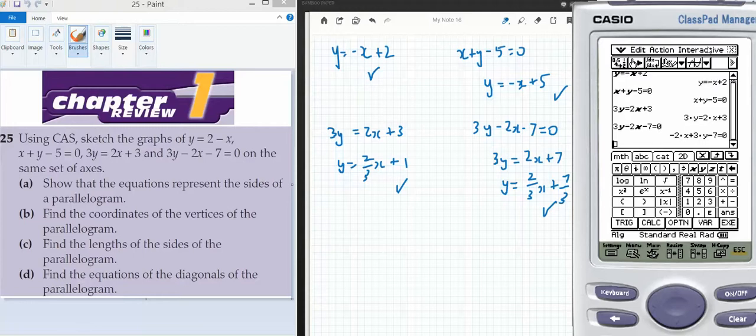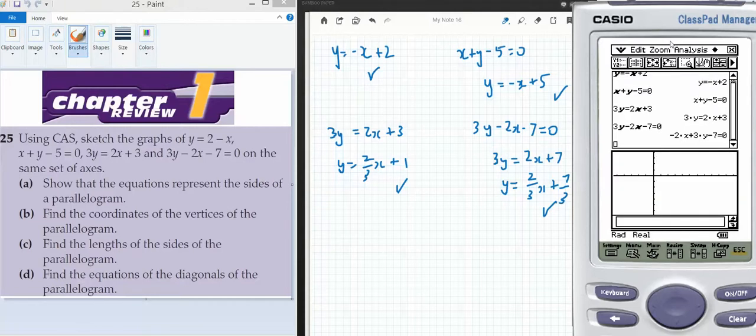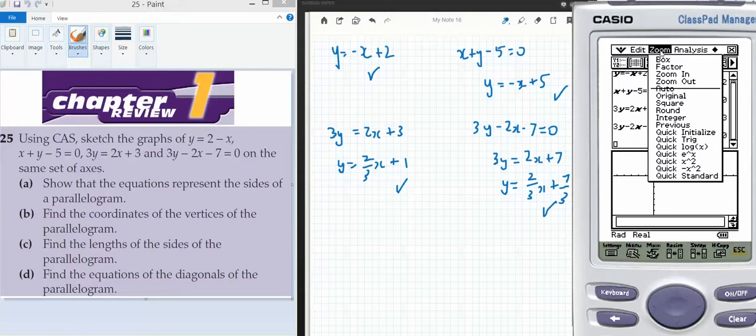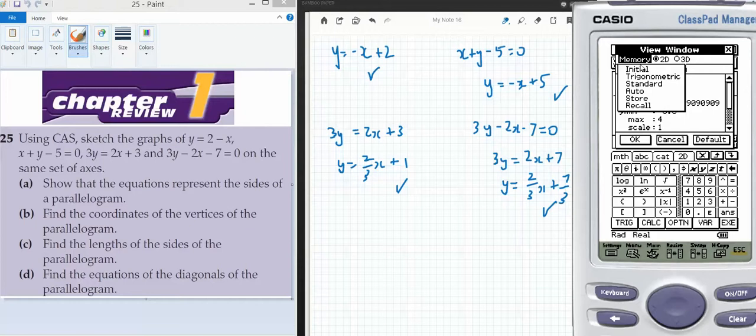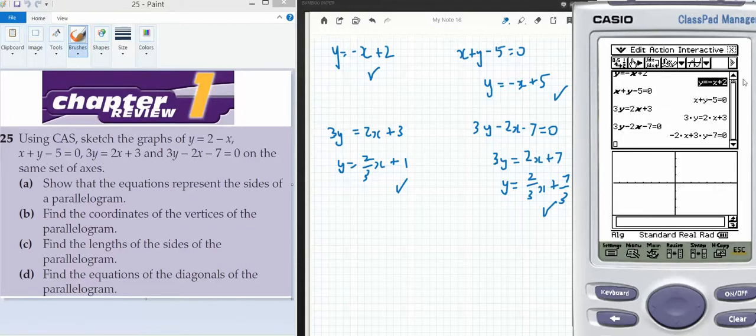I'll execute that. I'm going to bring up a window. I'm going to go Window, View Memory, Initial. Okay. And I take the first one and I graph it. Take the second one and I graph it. Take the third one and I graph it. And I take the fourth one and I graph it. Okay, so I've sketched the 4 graphs.